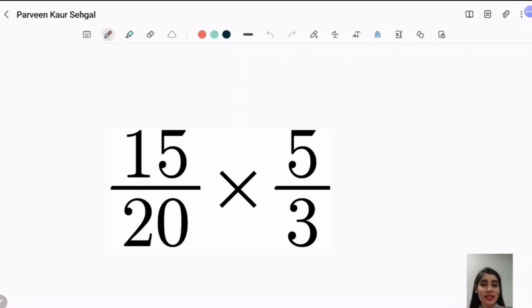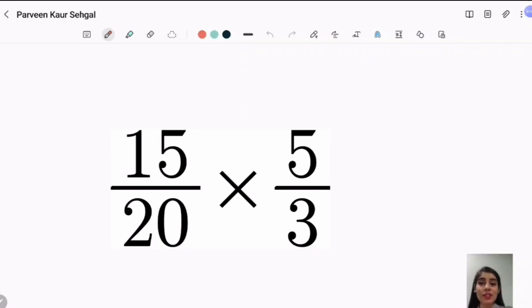Now let's understand another way of doing the multiplication of two fractions. As we can see here, 15 by 20 is multiplied with 5 by 3. So here, rather than multiplying the numerator with numerator and then denominator with denominator and then further simplifying the fractions, we can first only do the simplification. For that, we can do the cancellation.